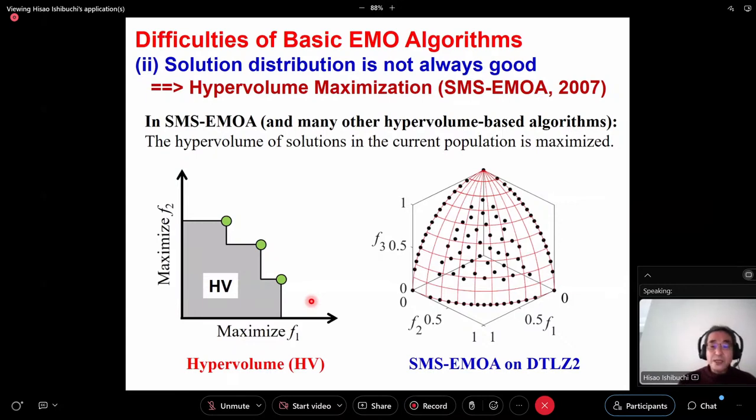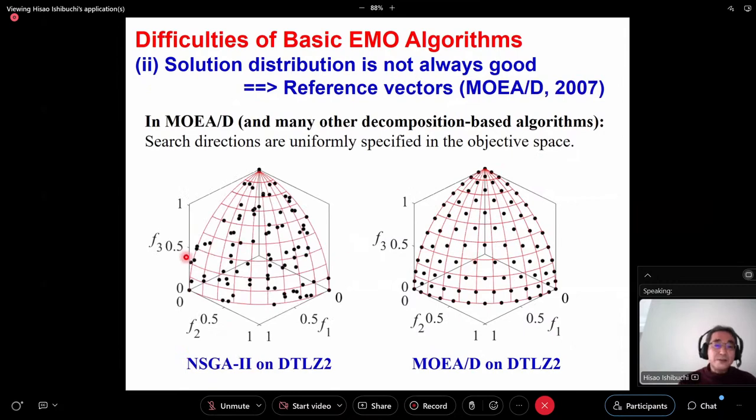By using hypervolume maximization, we can obtain this type of distribution. We can observe some regularity, not perfectly uniform, but we can observe some regularity. We have a nice distribution along the boundary, and also we have a solution inside. This distribution may be better than the original solution set.